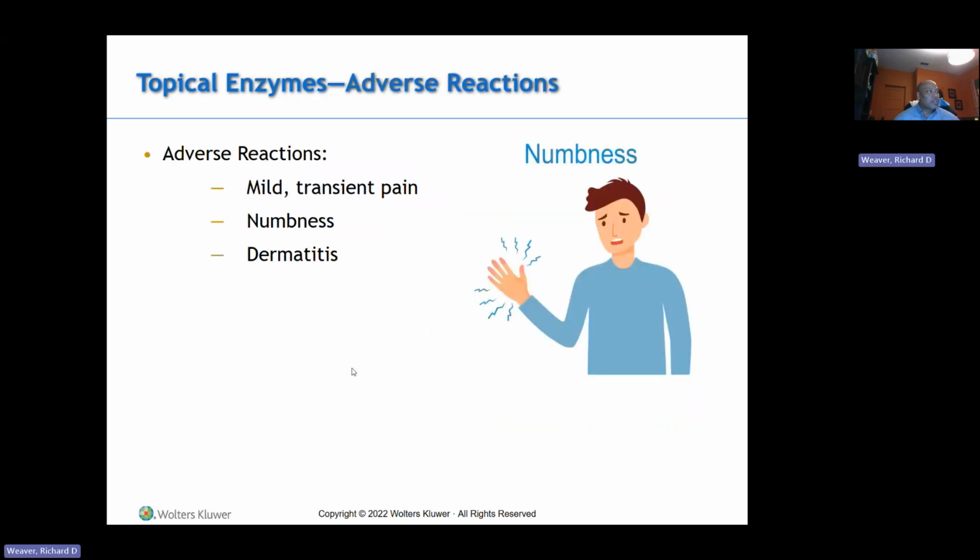Some of the adverse reactions: mild transient pain, they experience numbness, as well as dermatitis. Right. Now, there is low incidence of adverse reactions to collagenase, and so that might be the preferred drug to use for a topical application. Let me make sure I mark that for you all as well.